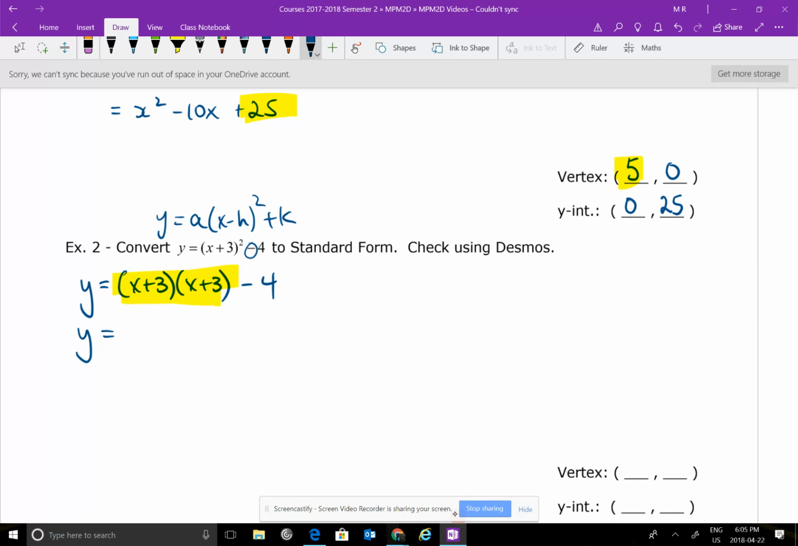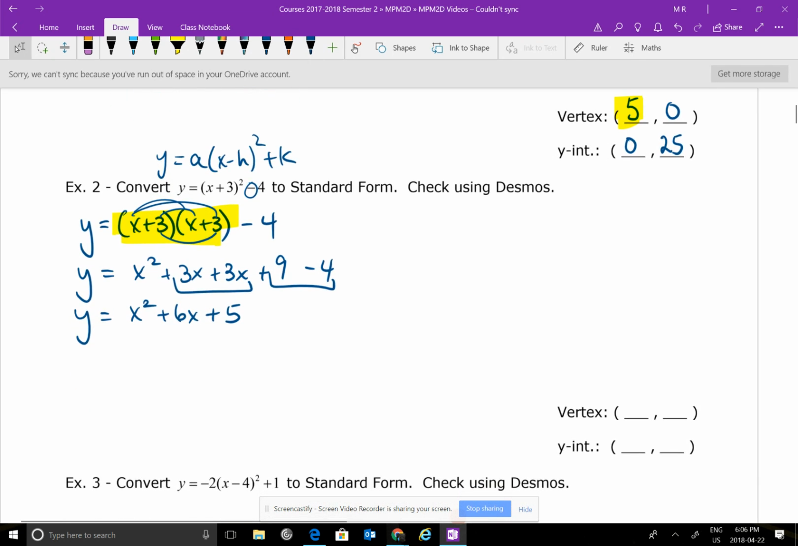So y equals, so let's write here, x times x is x squared, 3x plus another 3x plus 3 times 3 is 9, and don't forget you still have the minus 4. And now we're just collecting two sets of like terms here. So x squared, here's a pair, so 3x plus 3x is 6x, and 9 minus 4 is positive 5. So x squared plus 6x plus 5. So the y-intercept should be 0 and 5 if we know that the standard form, that c value is 5. Now, what about the vertex?